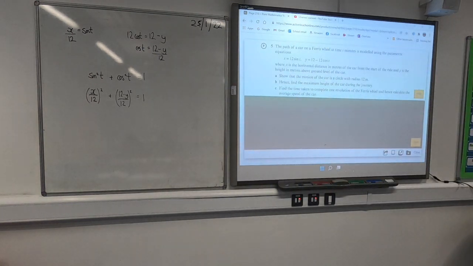Square a fraction, you can square the top and the bottom separately. That's going to give me some denominators of 144, which I'm going to multiply by pretty quickly, so I haven't got any pesky fractions to worry about.